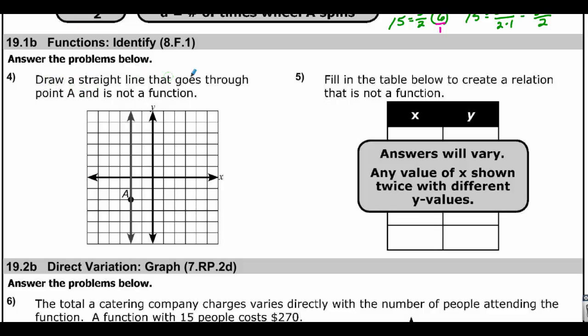So they wanted to draw a straight line through A that is not a function. So anytime you want not a function, just fail the vertical line test. If you want a function, don't fail the vertical line test. This is not a function because if you take this value of x it has all those values of y.